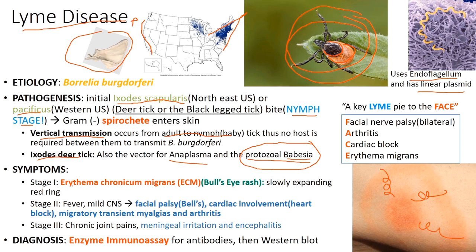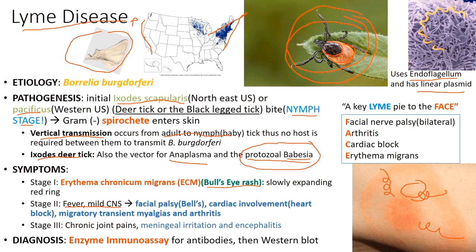This is known as erythema chronicum migrans, or ECM. It's also known as your bullseye rash, and it's slowly expanding. It could look just like this in the early stages, and then once it broadens and widens out, you'll have a zone of clearing in the middle between the zones of erythema. And that's how you know it's migrating outwards. And then once the skin rash goes away, if we don't treat it or don't catch it in time, there are other things that can come from this. So stage two, you can have fever, and then it can start to make its way into the CNS.